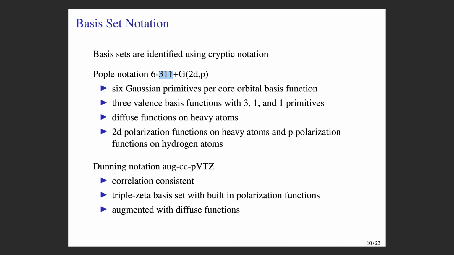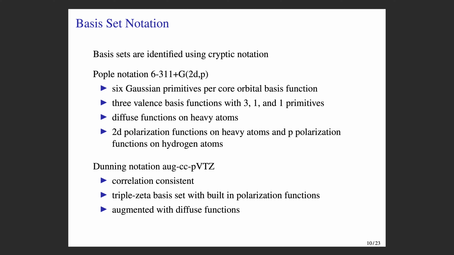Here, since there's 3 digits, that indicates that this is a triple zeta calculation. And so the valence electrons are represented by 3 basis functions. One of them has 3 Gaussians used to construct it. The other 2 use 1 Gaussian function to construct it. The plus sign here indicates that diffuse functions are included on the heavy atoms. If it was a double plus sign, that would indicate that you would have diffuse functions on both the heavy atoms and on the hydrogen atoms in the molecule. The G stands for Gaussian, I believe.